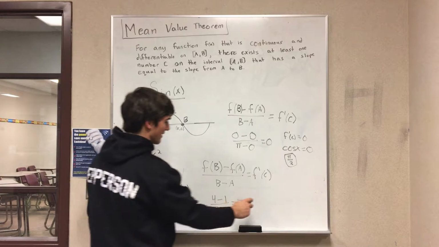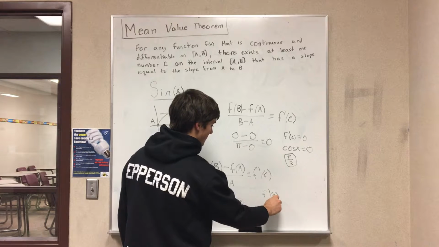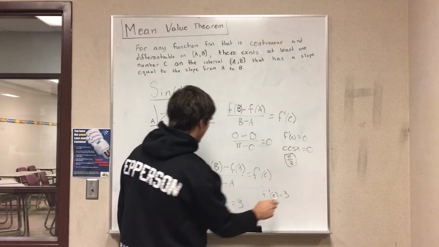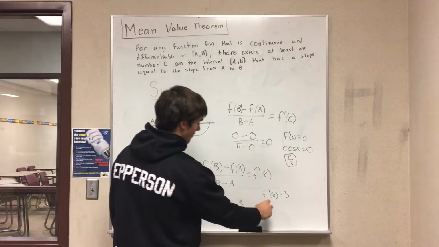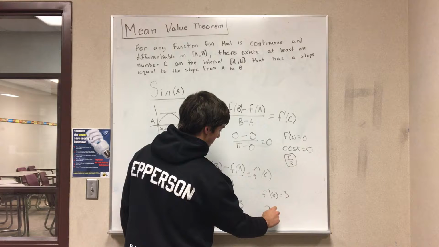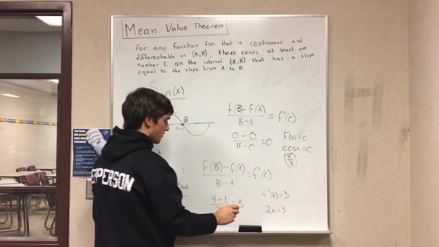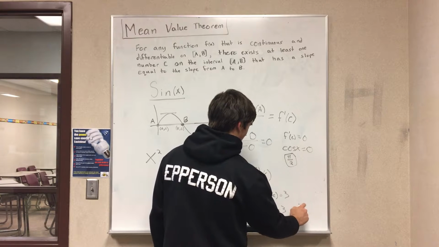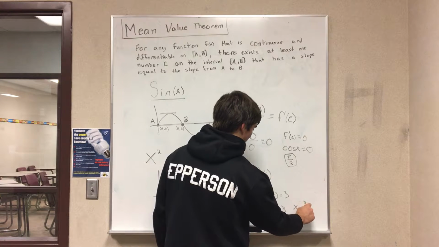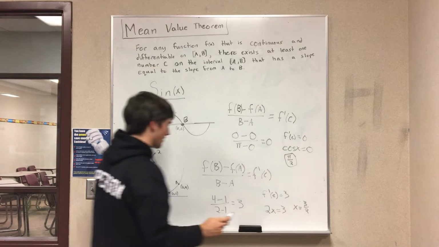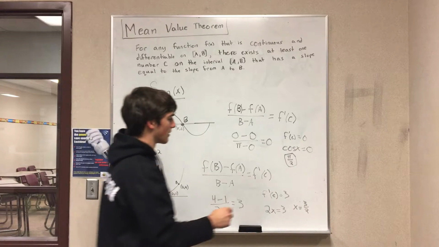And then you set that equal to f prime of c. Take the derivative of the original function, which is 2x, and you get an x value of 3/2, which once again is on the interval from 1 to 2. And that is your answer for the second problem.